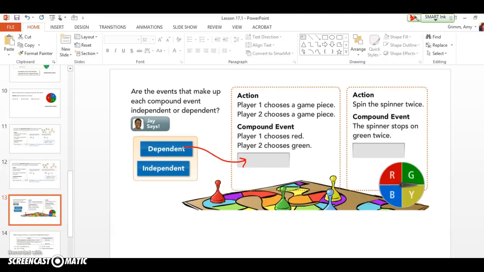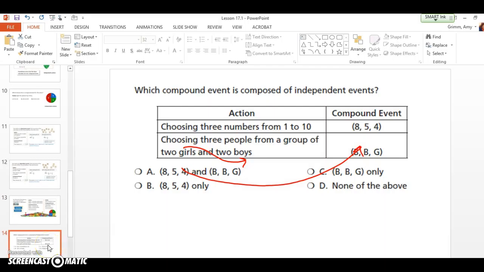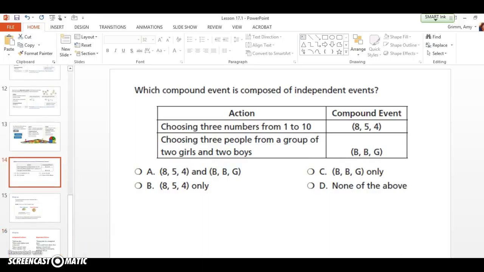Okay, second one, spin the spinner twice. That would be, you have only one left. Independent, right? Because it doesn't matter which one I get again. It's not dependent on the roll before it. So that is your independent. Very good. All right, I want you to try one more. This is the harder one. Read through this one. See if you understand what this one says. All right, what do you think about this one?